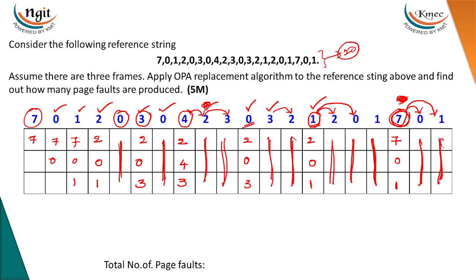Now count the number of page faults. There is 1, 2, 3, 4, 5, 6, 7, 8, 9. The total number of page faults is 9. That means 9 times we are replacing the page. So by using the optimal page replacement algorithm, we get 9 page faults, which is the lowest when we compare to FCFS, that is 15.